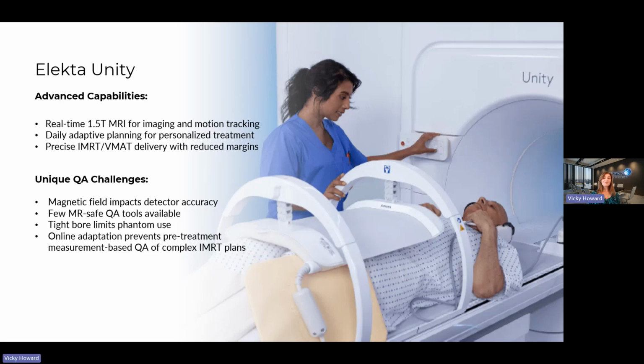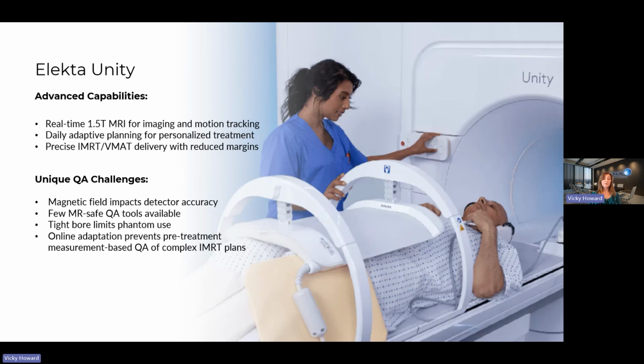Okay, since most of you are here, I'm sure you are familiar with Elekta Unity. It's a real-time 1.5 Tesla MR based Linac that allows for online imaging and motion tracking. And it is a daily adaptive planning for personalized treatment for precise IMRT VMAT delivery with reduced margins. And as most of you are aware, there's a very quick trend going towards both online and offline adaptive therapy treatments. So having the ability to have confidence in your secondary plan checks and to monitor every delivery is getting more and more important.